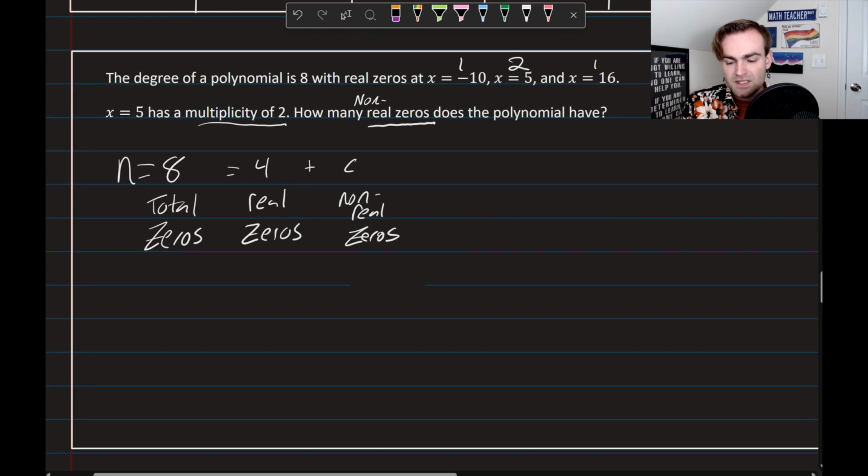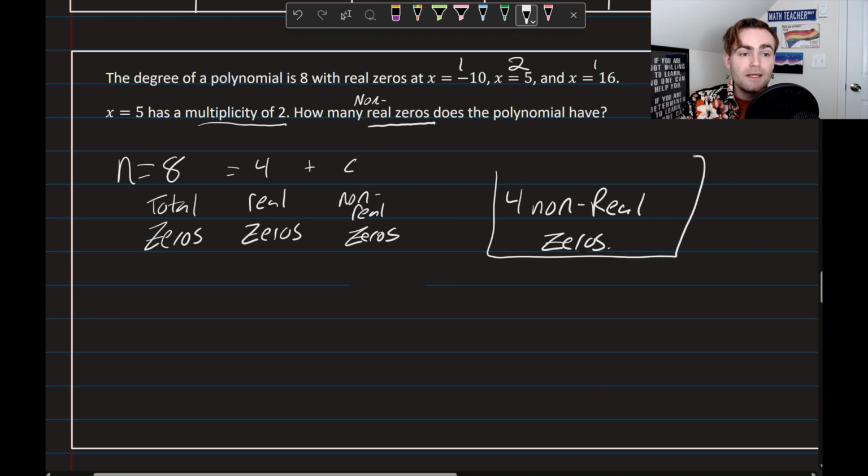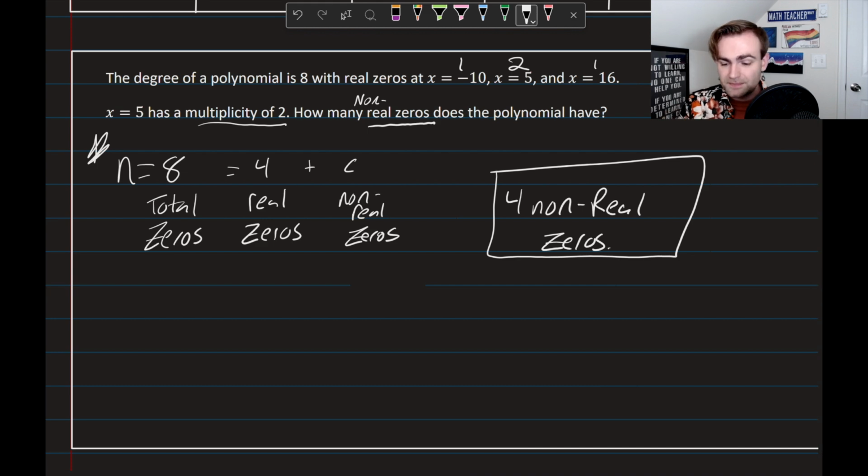Well, what plus 4 is 8? Well, there has to be 4 non-real zeros. As simple as it sounds, if this is a test question for me, I really do want you to show me this equation. I want to know that you understand what's being asked of you instead of just putting down a number. Okay?